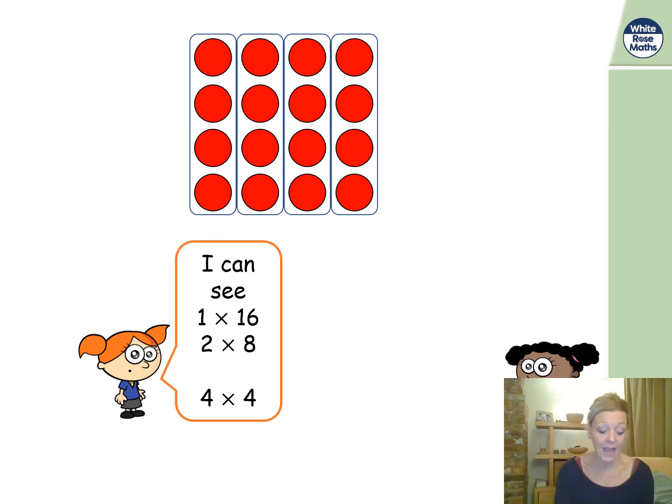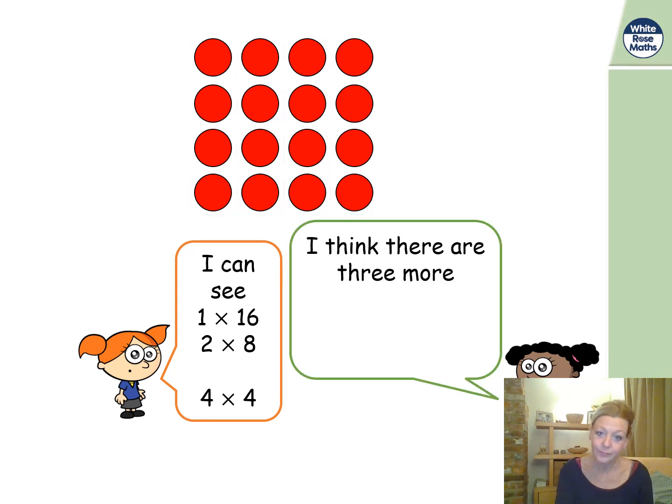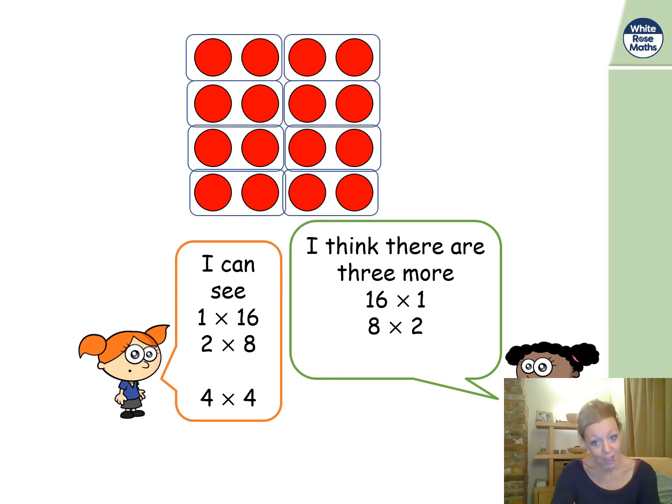There you go. Now, the little girl on the right thought there were 8 multiplications for this particular array. Do you think there are 8? Have another look. Well, can you remember we can turn the multiplication around so that it is commutative. So instead of 1 times 16, it's 16 times 1. It is a different number sentence. And instead of 2 lots of 8, it is 8 lots of 2.